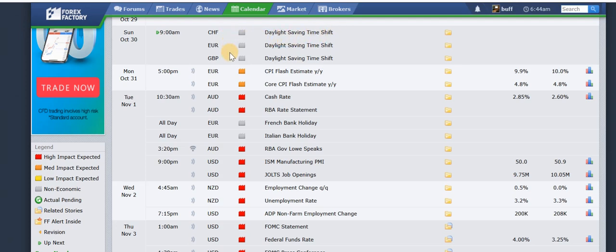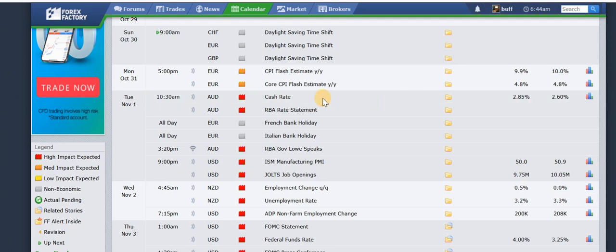So first up on Sunday, we've got some daylight savings time shifts in Europe. So Switzerland, Europe. I wonder why they say Switzerland's not part of Europe. Anyway, I know the UK is no longer in the EU also. So just be careful there with the daylight saving time shift. Right, let's have a look. Monday, nothing of note. Tuesday, it all starts. Australia, interest rate, expecting a rate rise of 0.25%.